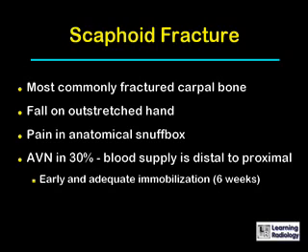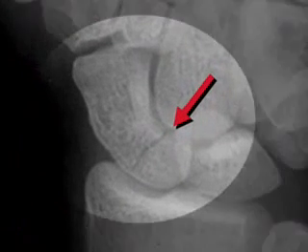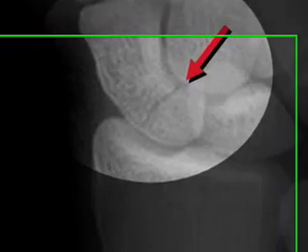Early and adequate immobilization for up to 6 weeks is required in order to reduce the risk of avascular necrosis. Scaphoid fractures are also prone to non-union. This is an example of a fracture through the proximal pole of the scaphoid. The red arrow is pointing to the transverse fracture line.